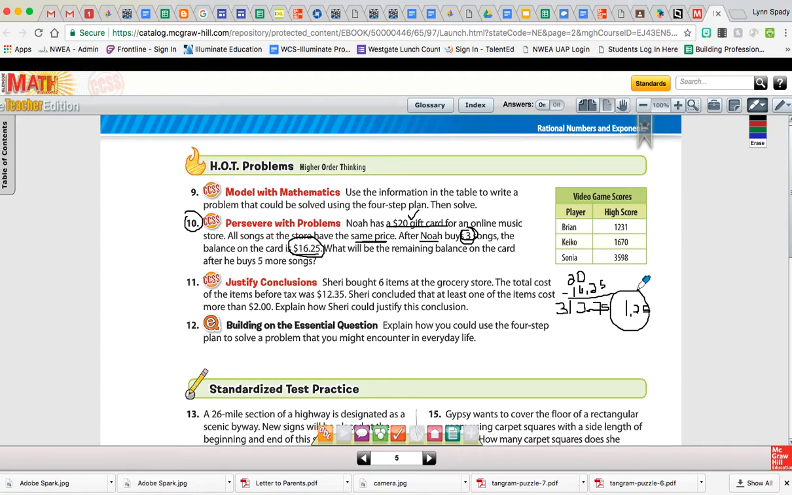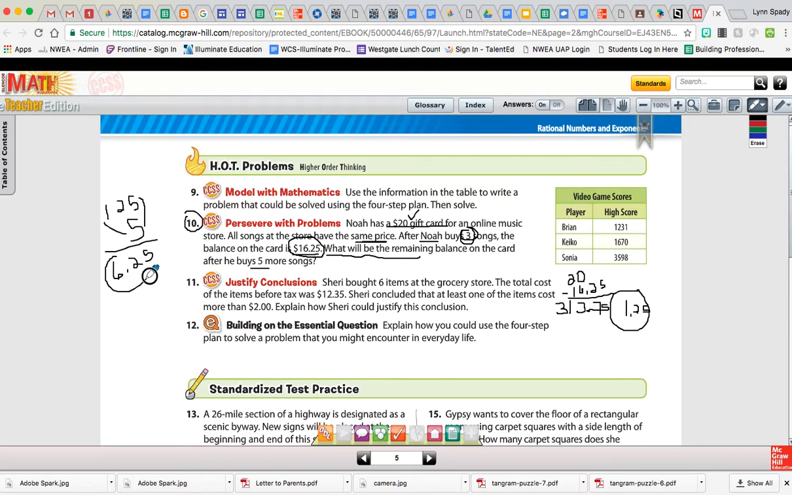But after I read that sentence, it asks me the question of what will be the remaining balance after he buys 5 more songs. So 5 more songs at $1.25 is going to be $6.25. Let me just check that real quick here. 5 times 1 is 5, and then 5 times 25 cents is $1.25, so $6.25.